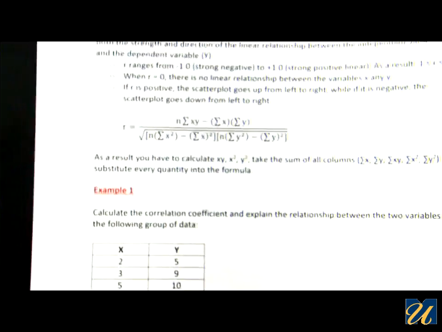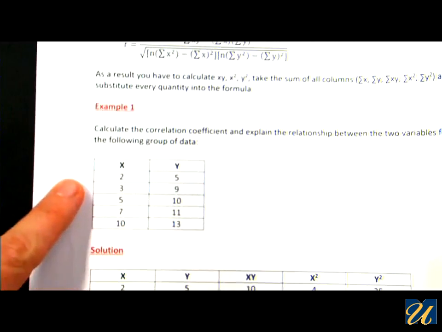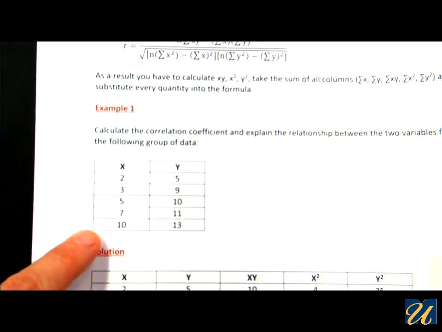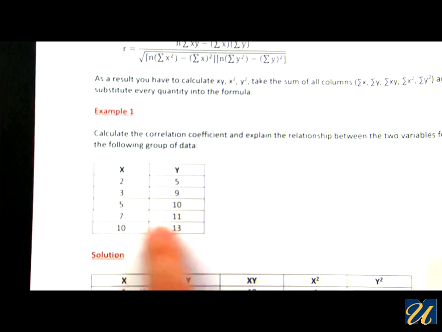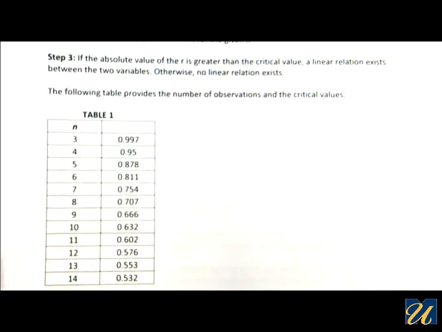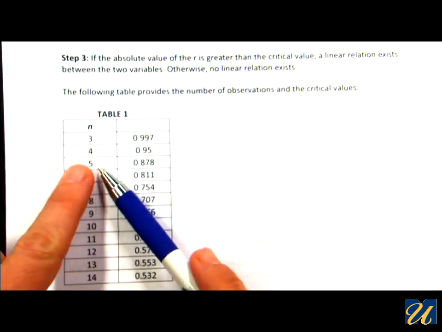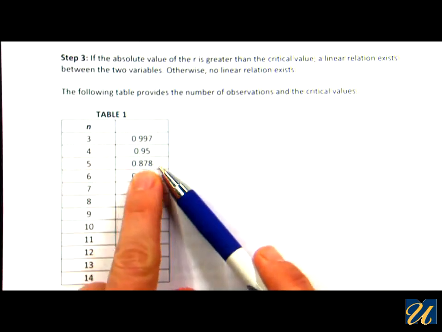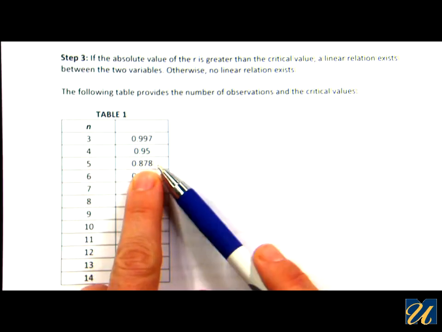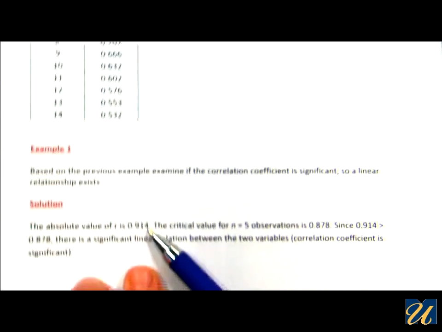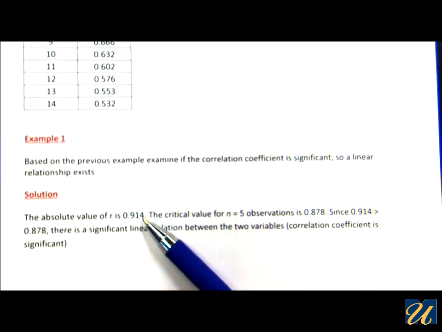So in the previous example that we just did, how many pairs of data do we have? We have 5 pairs of data. 1, 2, 3, 4, 5. So n is equal to 5. You go to your table, n is equal to 5, so the critical value is 0.878. You will take this value and compare it to 0.914 right here that we just calculated r to be.